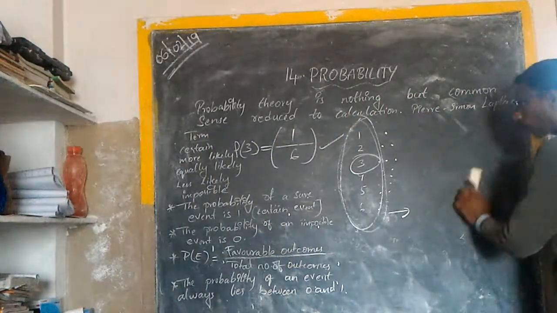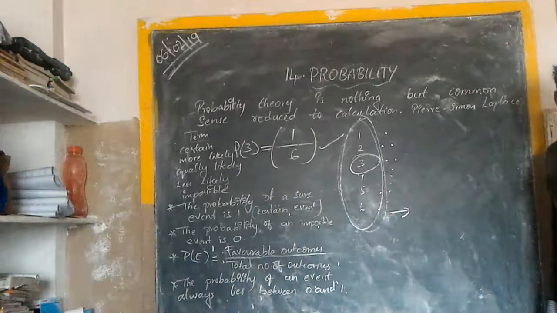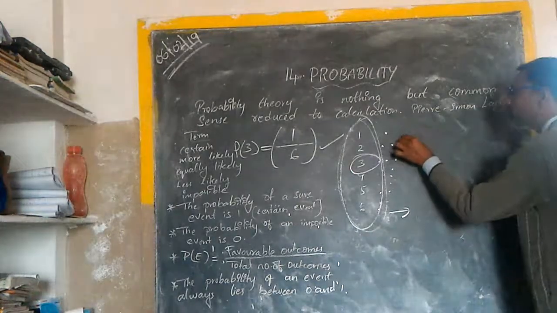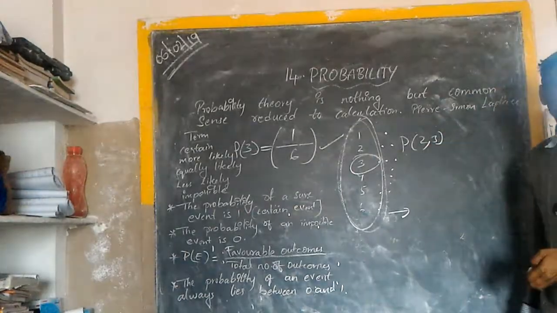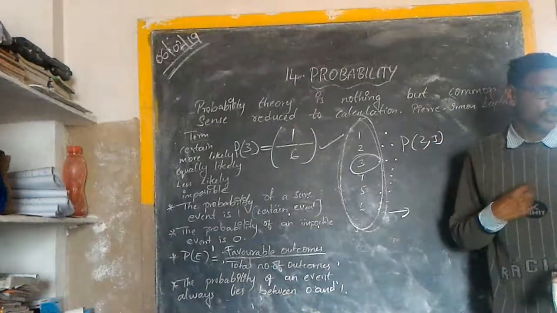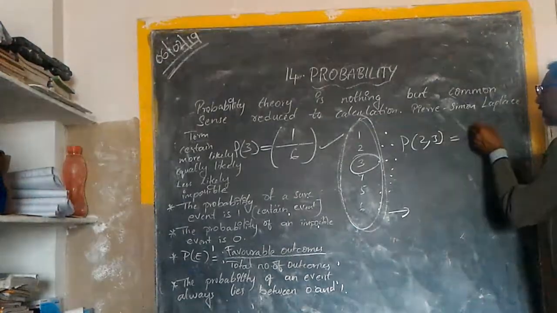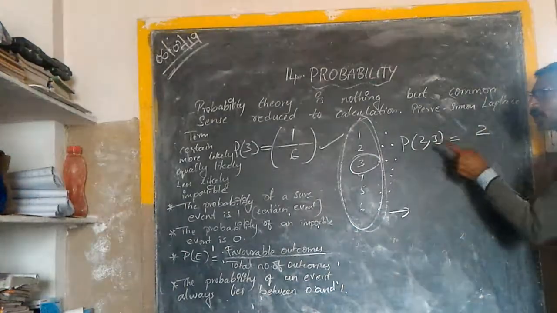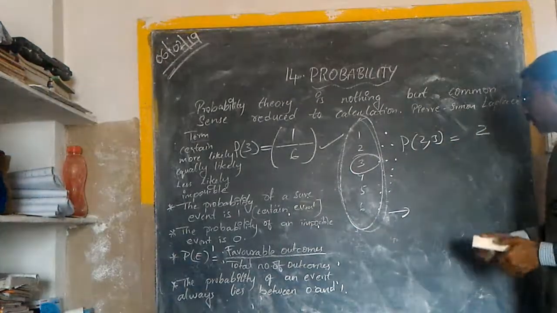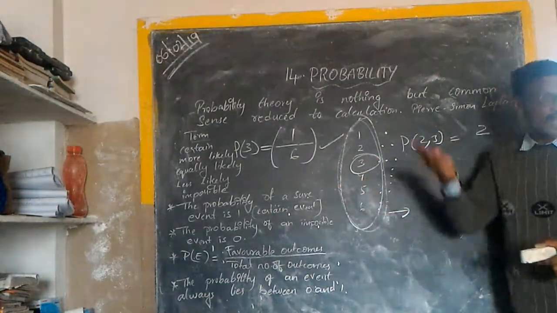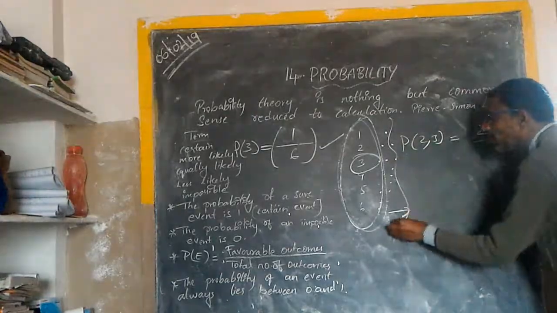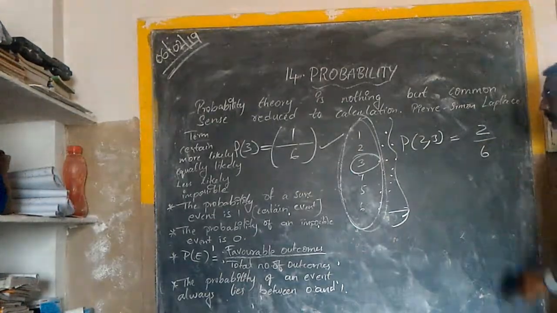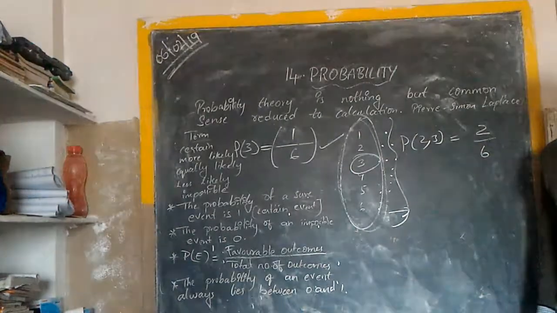When a die is thrown, I expect 2 or 3. That is, you write P of 2 comma 3. How many chances do we have? 2 chances. Write down the 2 here. Don't write 2 plus 3 or 2 into 3. These are the 2 chances for me when the die is thrown. By total chances, how many are there? 6. This is also one event.